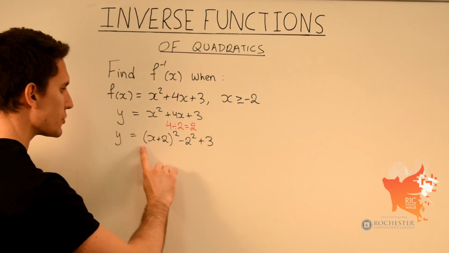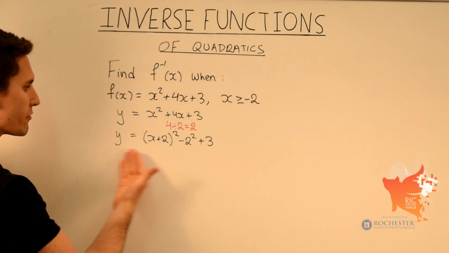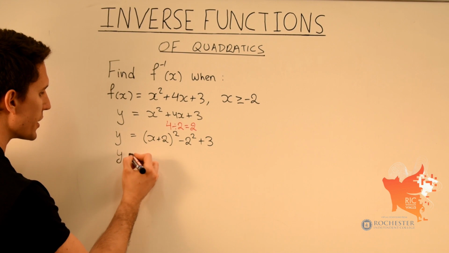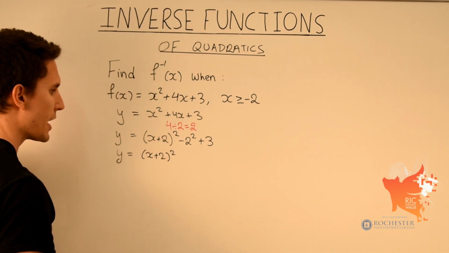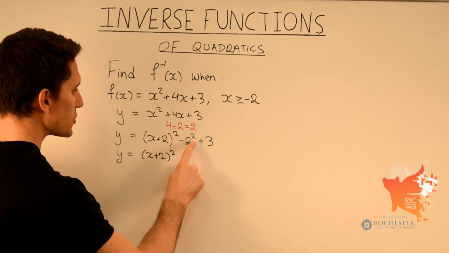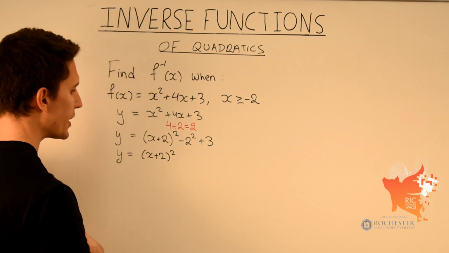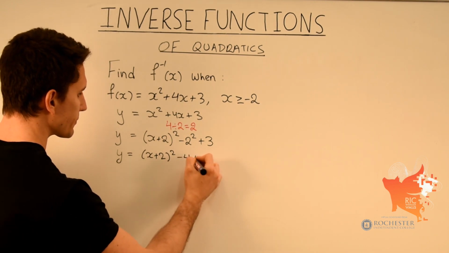We just need to simplify this expression as much as we can. So let's start by rewriting what we've got here on the left, which remains unchanged. We'll have y is equal to x plus 2 squared. Now notice we have minus 2 squared. Well, 2 squared is simply equal to 4. Therefore here we'll have minus 4, and we'll just copy this plus 3 in the end.